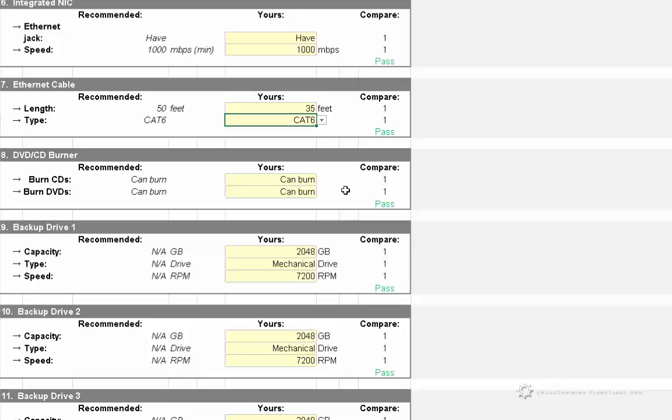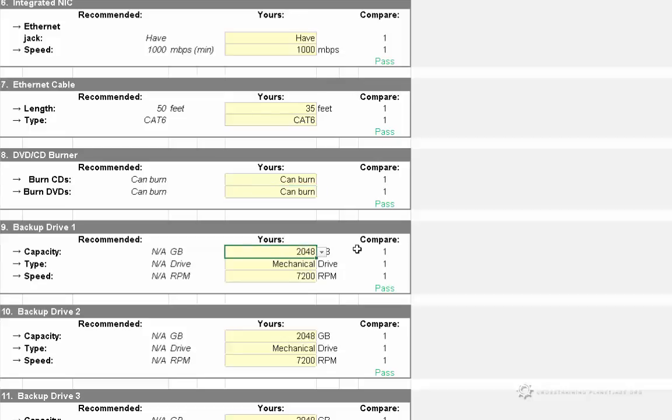DVD, CD burner. Sometimes you'll find that your professors will want you to submit your final project on a CD or DVD so that they can archive it. So you just want to make sure that you have the ability to burn a CD. The computer lab does have CD burners, but I will tell you that those are usually the first things to break in a lab computer.